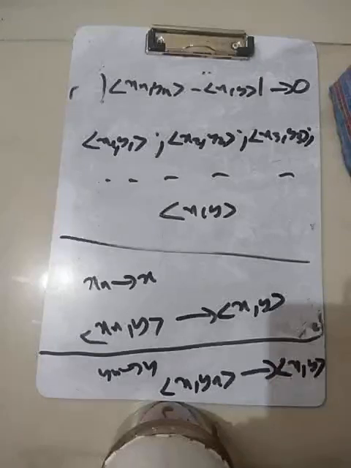If xn converges to x, the norm of xn converges to the norm of x. If xn converges to x and yn converges to y, then the inner product of xn comma yn converges to the limit x comma y. So the inner product of the limit is the limit of the inner product.